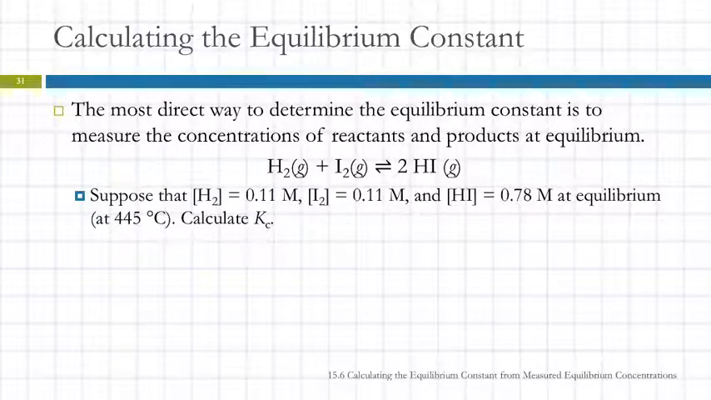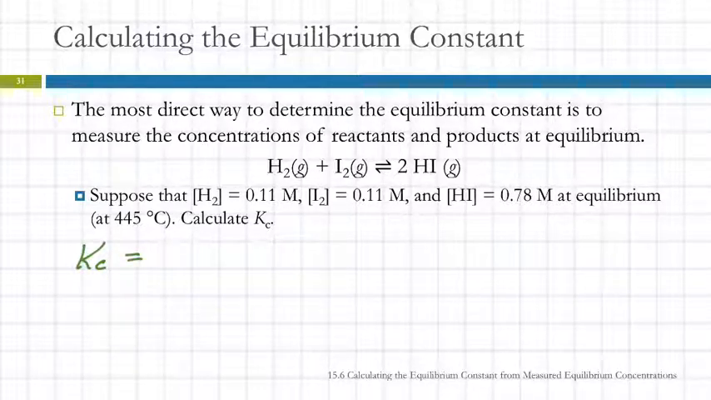So that's great. We've learned how to write expressions for the equilibrium constant. How do we get an actual number for this? Well, the most direct way is to let the equilibrium establish itself and then measure the concentrations of everything and stick them into the expression. So here we've got our H2 plus I2 reaction, and we are given equilibrium concentrations. So we're supposed to calculate Kc, the equilibrium constant in terms of concentration.